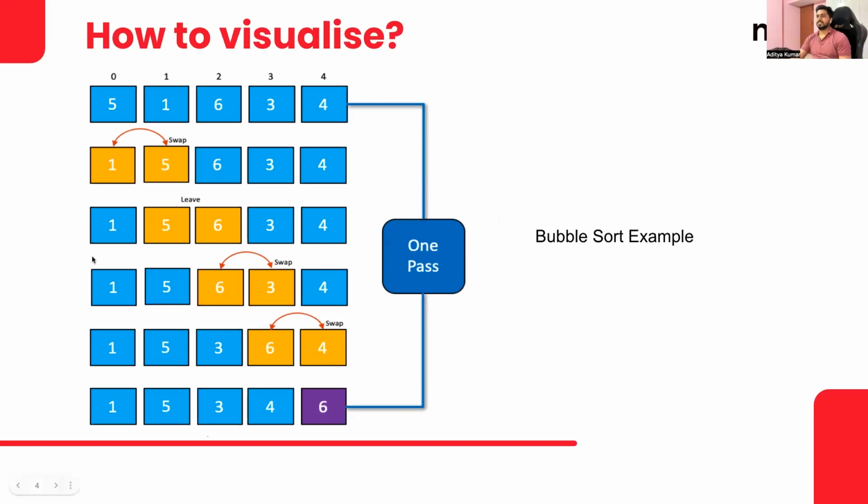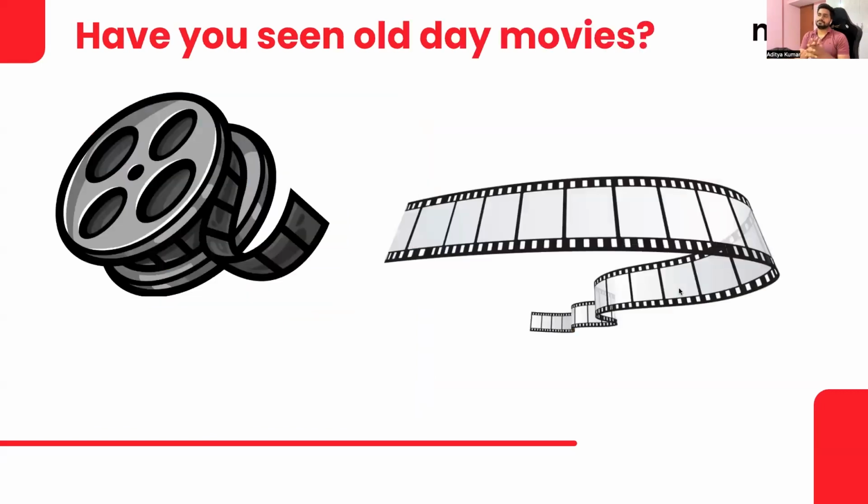Now, the color combination you see is a little different from what I have used in the application, but this blue color is what it shows when an element comes to a sorted position, right? So now let's come back here.